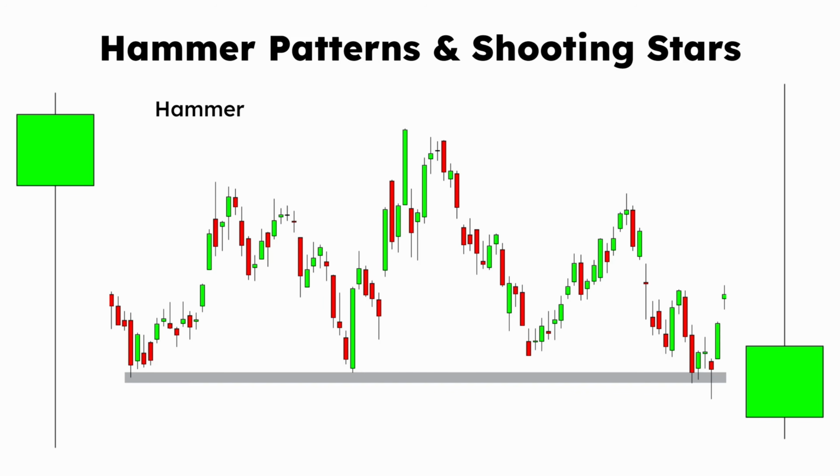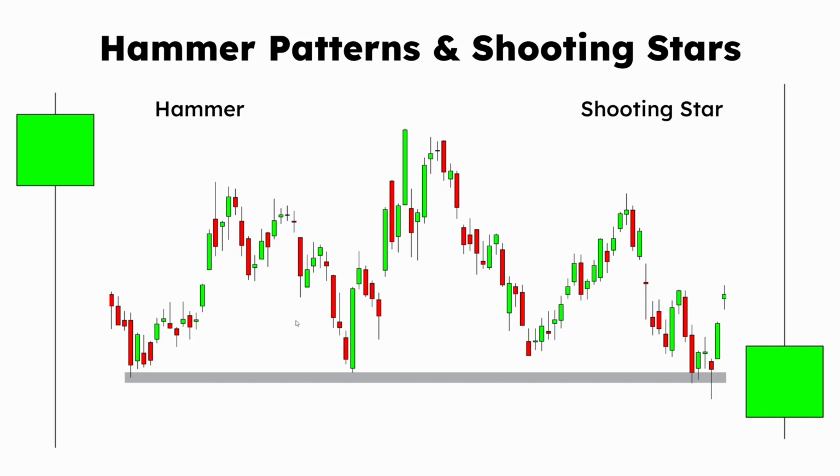Alright, so did you find the hammer? Well, the hammer pattern is right here. As you guys can see, it has a small real body. You can also see that before the hammer appeared, we had a downtrend, we saw the hammer, and after the hammer, the price reversed to the upside.